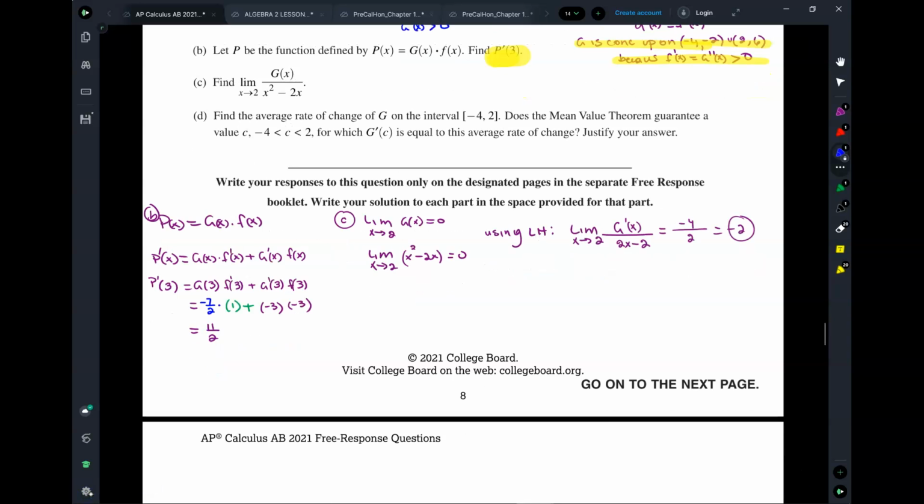All right, so we're good here. So this blue negative 7 over 2, that's a negative. So that is 11 over 2. Let's move on to D.